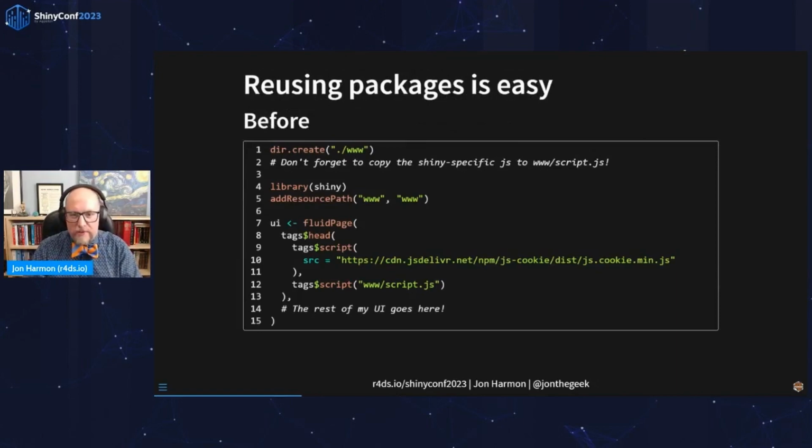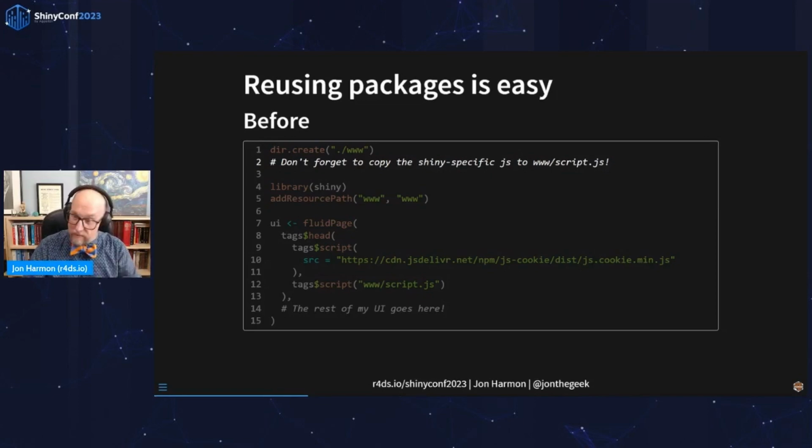So to demonstrate that, this is a version of some code just to put the JS Cookie JavaScript library into a Shiny app. It doesn't actually do anything with that library. It just embeds it. You have to remember to copy over the script that you wrote to connect to the library after creating the directory for it. You need to tell Shiny where that is. And you have to reference both this online script and your local script. And you just have to make sure you don't screw all that up.